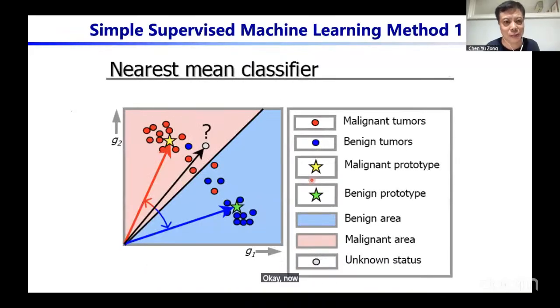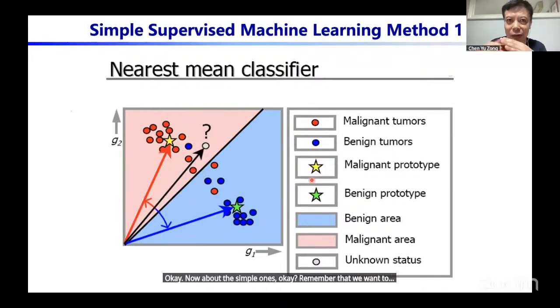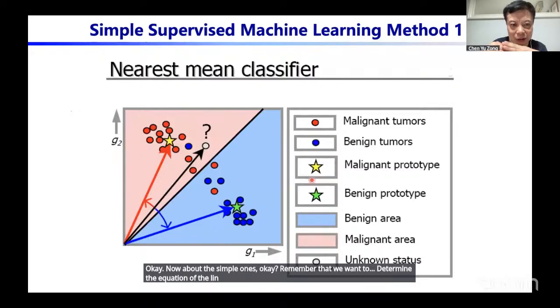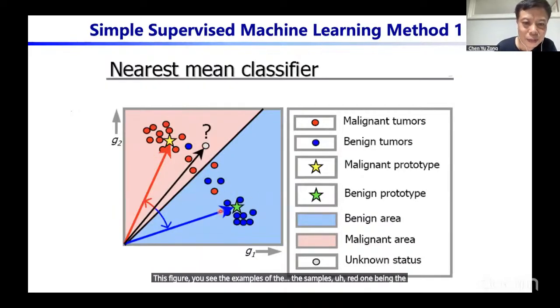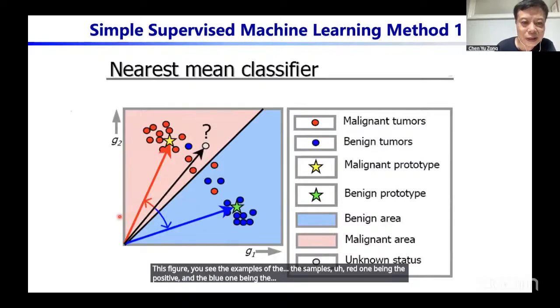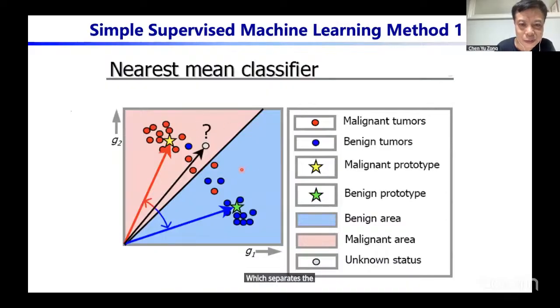Now about the simple ones. Okay. Remember that we want to determine the linear equation of the borderline. So here in the figure, you see examples of the samples, the red ones being positive and the blue ones being negative. And we can imagine there is a borderline which separates the pink region from the light blue region, right? So the question is, how can we determine the linear equation of this borderline?